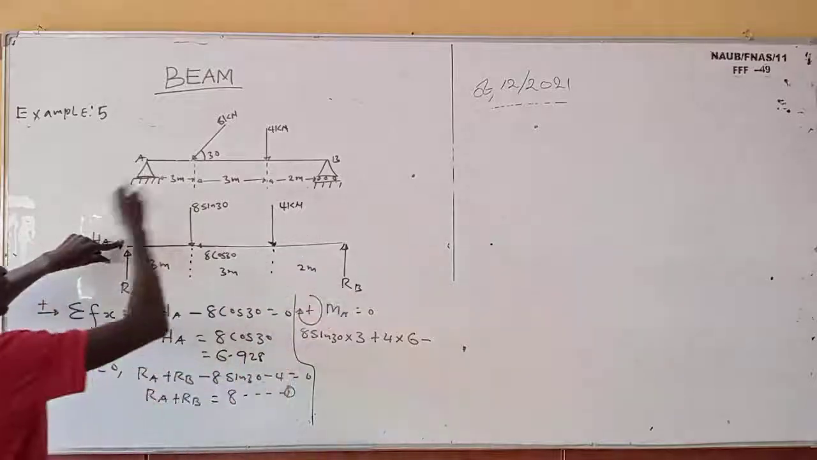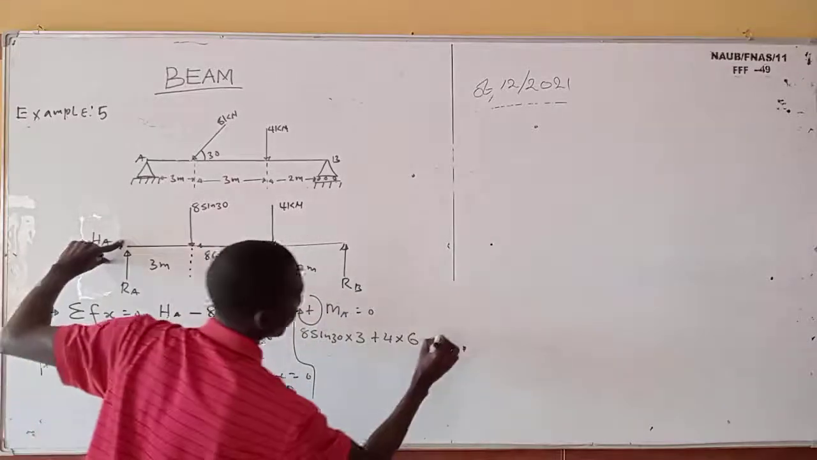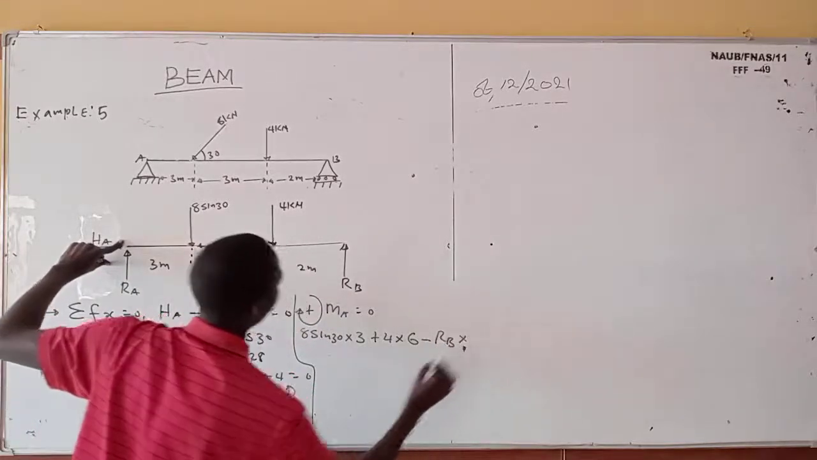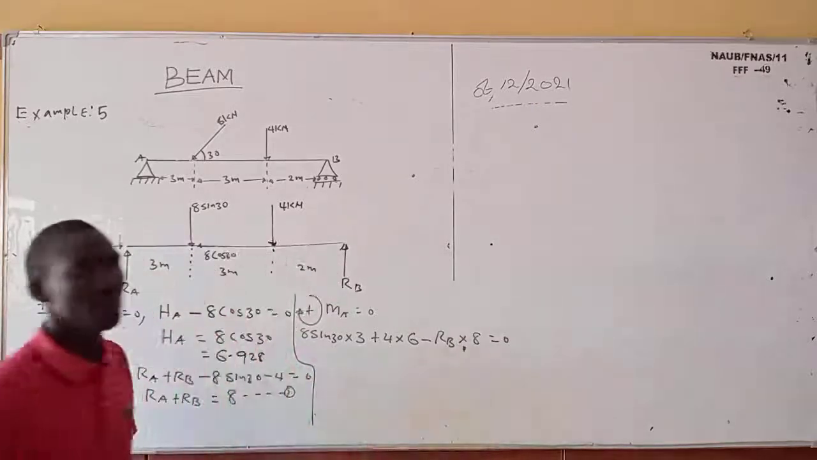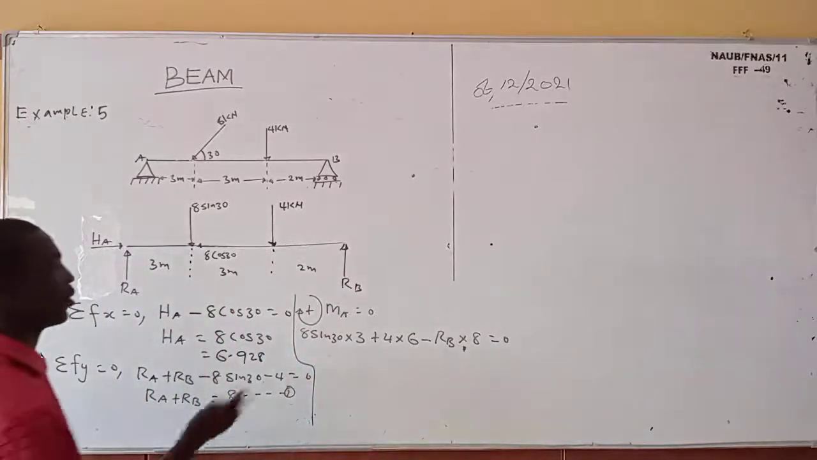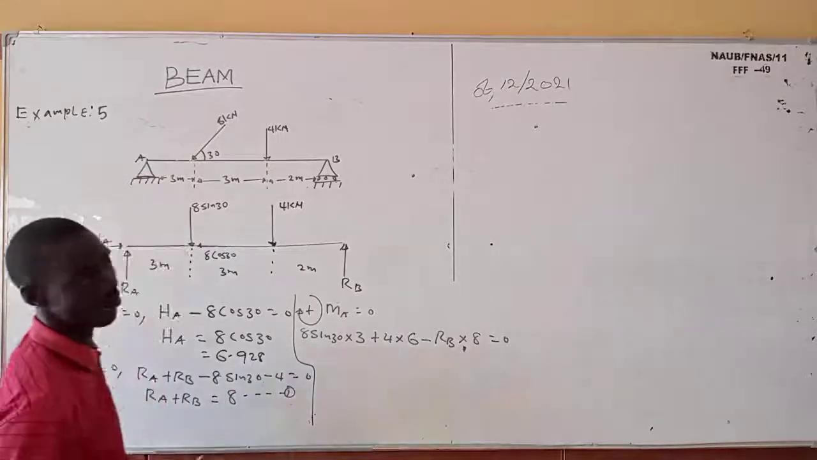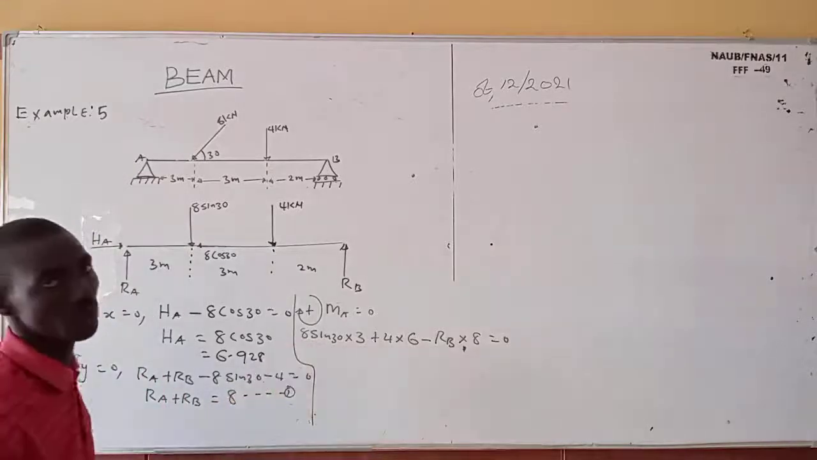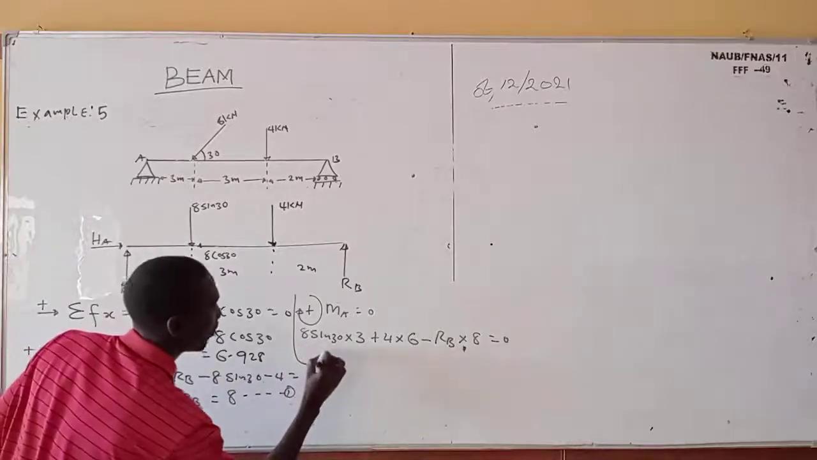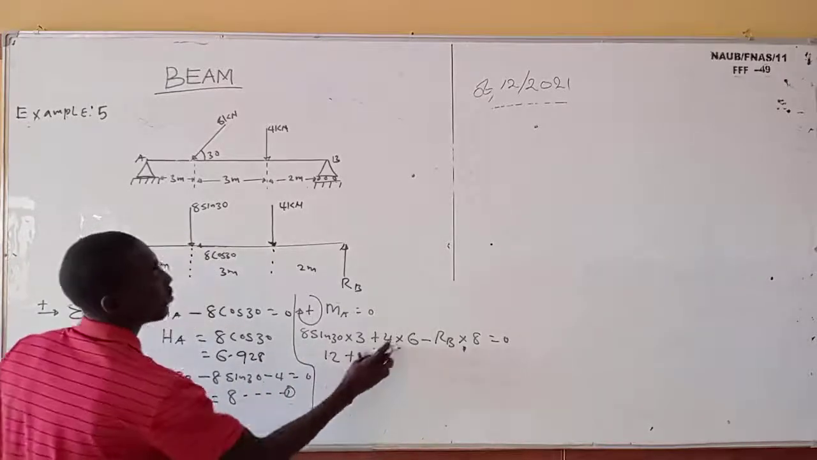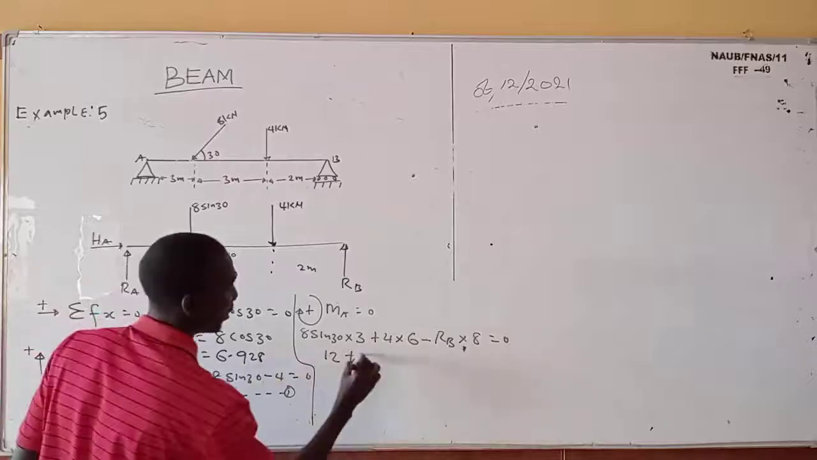Minus RB times the distance, that is total distance, RB times 8, equals what? 0. I hope you get this. So I told you that sine 30 is what? Half. So half times 8 is what? 4. 4 times 3 is what? 12. 12 plus 4 times 6 is what?